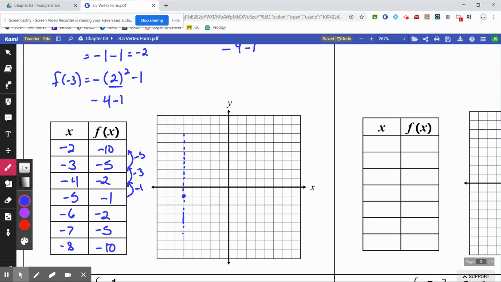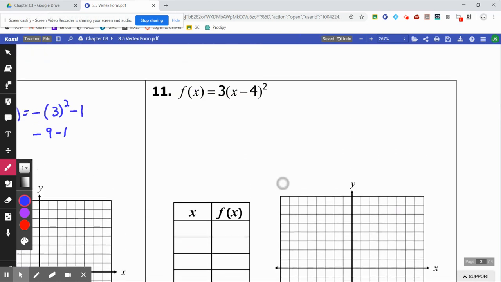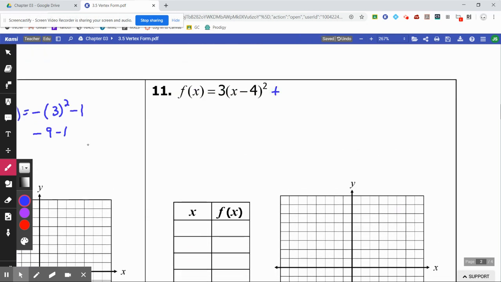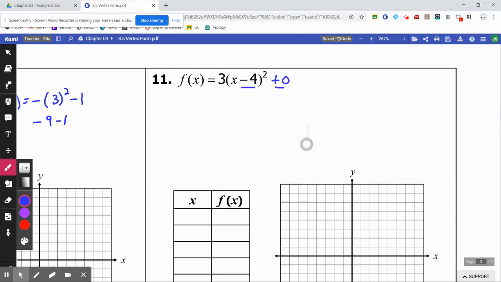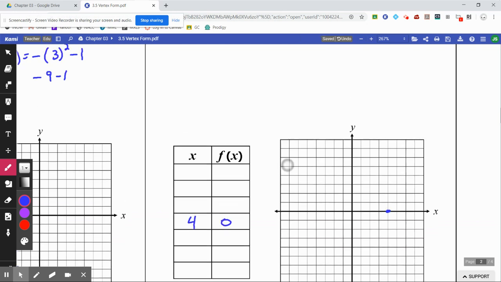Take these values, let's plot them, and then connect your dots. And here is your parabola. Again, notice that it is flipped upside down, so there's your parabola. Next up, 3 parentheses, x minus 4 squared. There's no transformation out here, so this has been moved right 4 and then up none. So right 4, up none. So your vertex is going to be at 4, 0 right here.